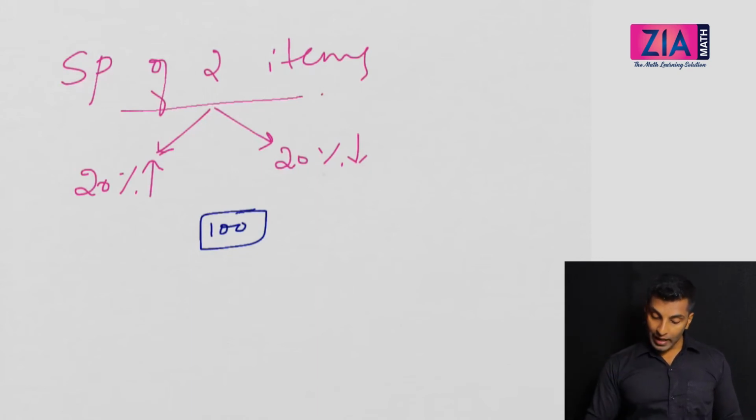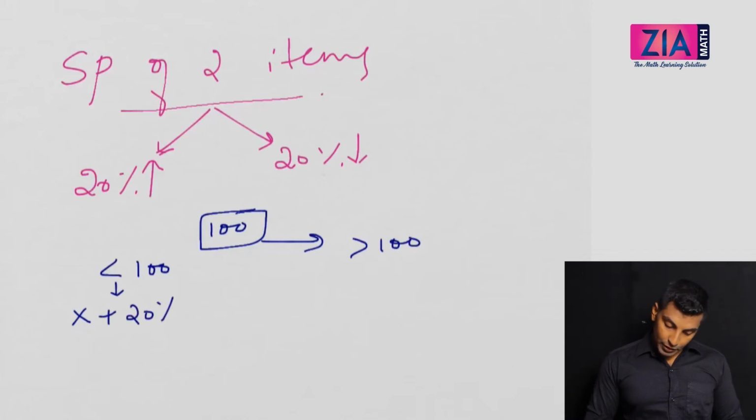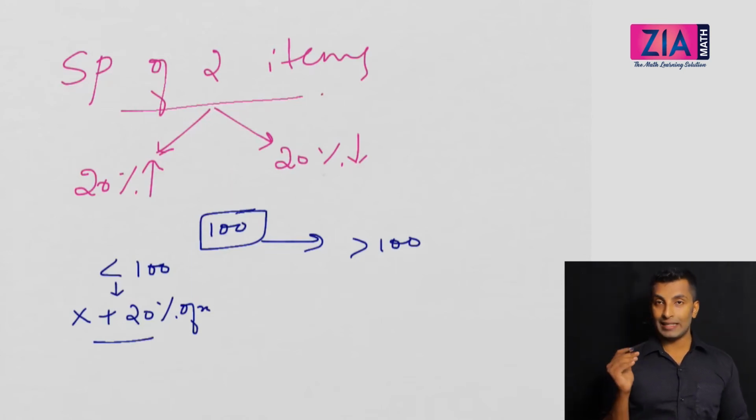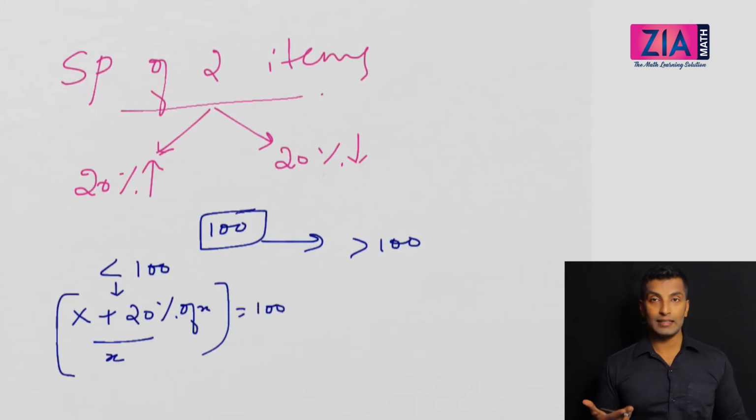That means one he might have bought at a price greater than 100 and the other at a price less than 100. Here there is an actual cost price of X. Here you are selling at profit, X plus 20% of X, where X is the cost price and 20% of X is the profit. That is the selling price, which is equal to 100.